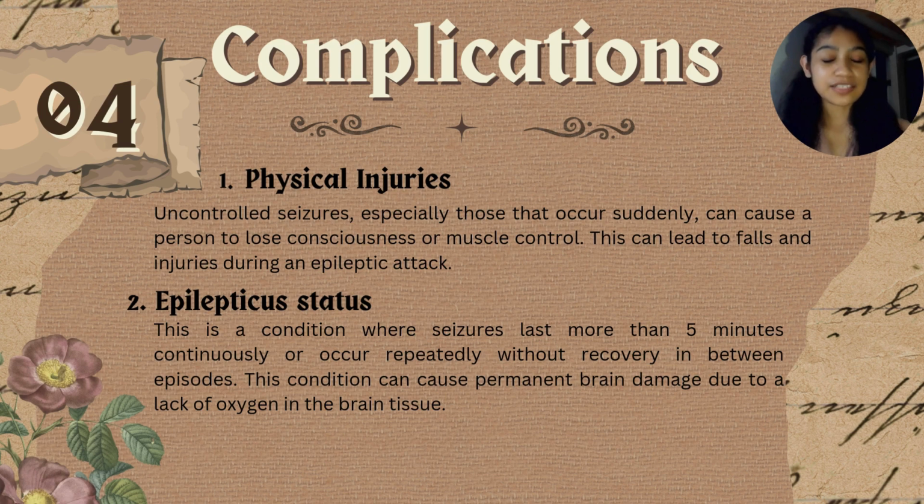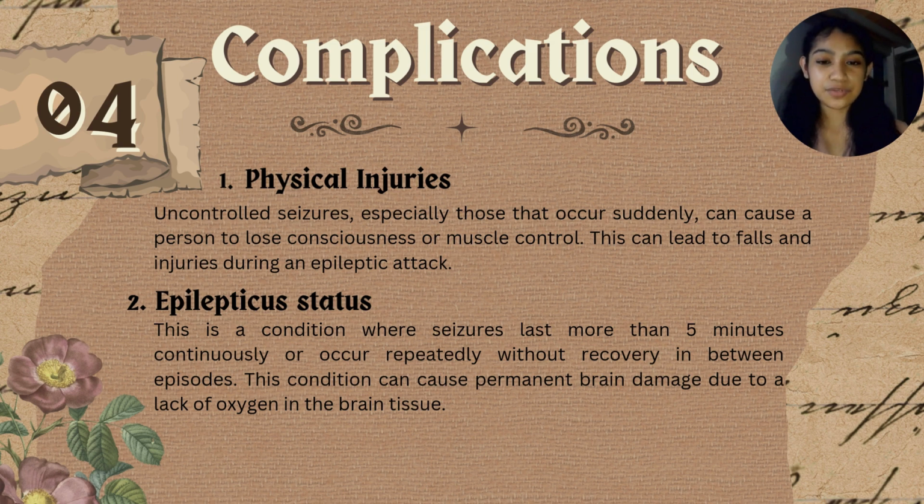The following are some of the complications that can occur due to epilepsy. The first is physical injuries. Uncontrolled seizures, especially those that occur suddenly, can cause a person to lose consciousness or muscle control. This can lead to falls and injuries during an epileptic attack. The second is status epilepticus.